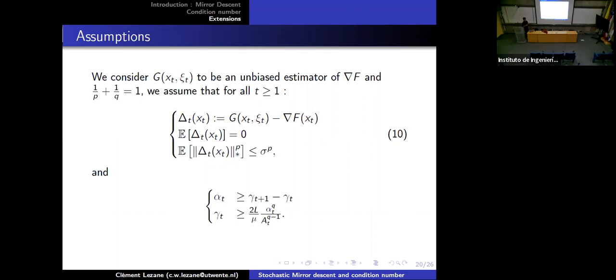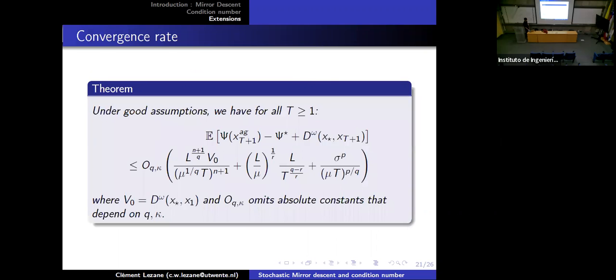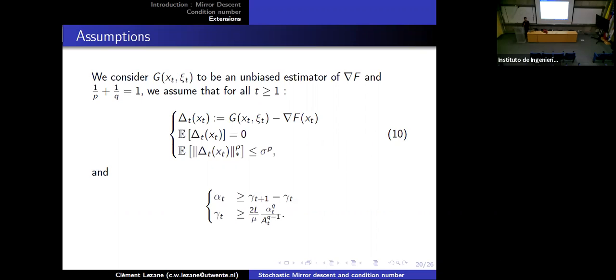So these assumptions when Q is equal to 2 are the same as before, because 1 over P plus 1 over Q equals 1, so P and Q are the Holder conjugates. When Q is equal to 2, P is equal to 2 as well. But when Q goes to infinity, then P will go to 1, for instance. Because we are only considering the case when Q is bigger or equal to 2, P is always going to be smaller or equal to 2. That's why it's a weaker assumption.